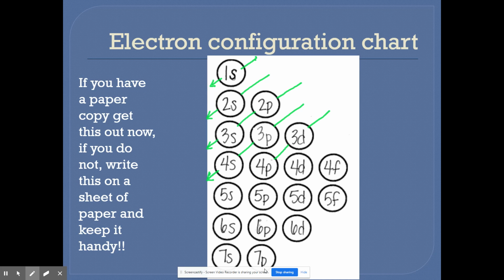Next we have 3D, 4P, 5S. 4D, 5P, 6S. 4F, 5D, 6P, 7S. Next we have 5F, 6D, 7P, and that is all of the known elements so far. Okay, so those arrows again tell us what order the electrons fill in.